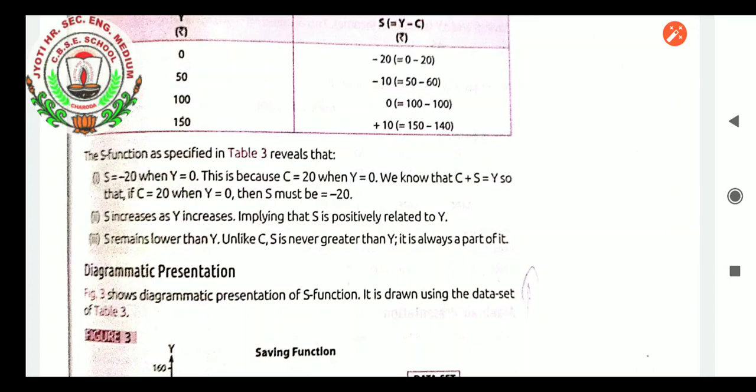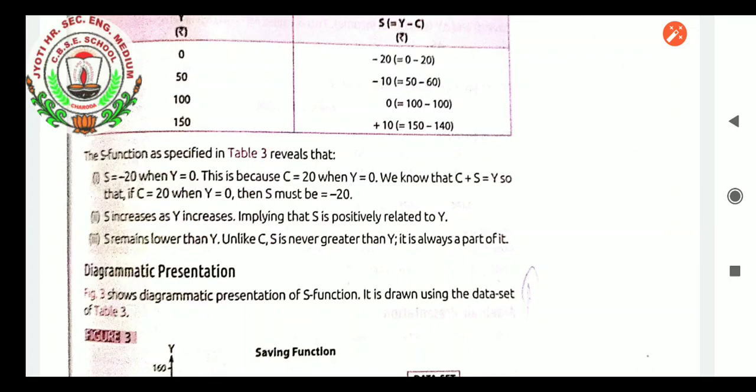It is always a part of it. So that is our S function that the student has specified in table number 3. It reveals the following relationship between S and Y. In autonomous consumption, it was negative. As Y increases, definitely people will have a habit of increasing the savings as the income increases, implying that S is positively related to Y.